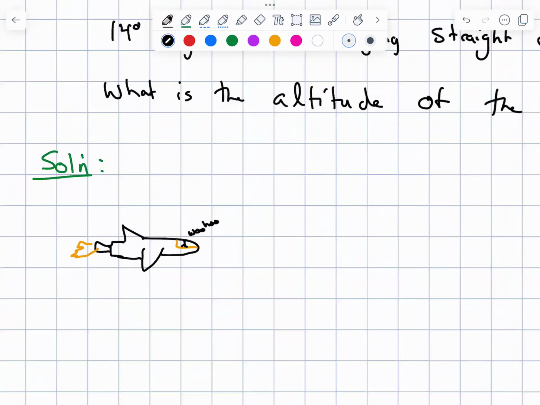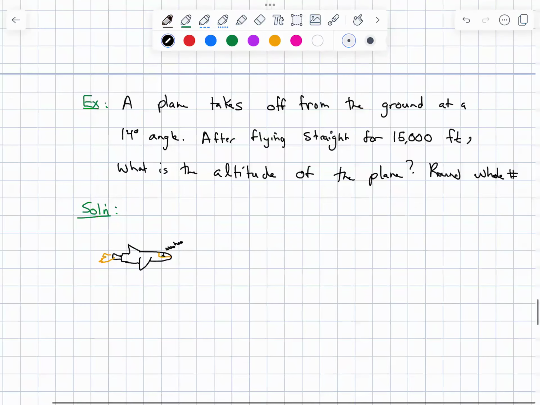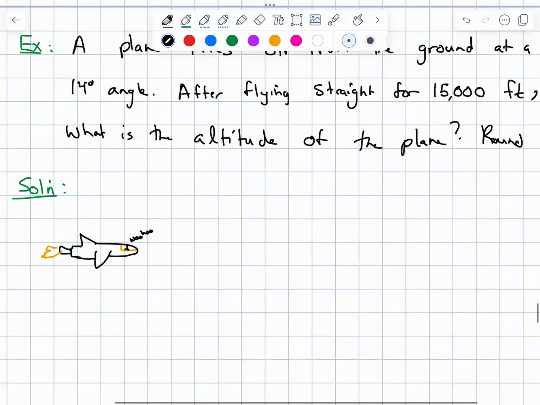Very important. He's saying woohoo. And then this guy or girl or them, whatever they may be, they are going at an angle of 14 degrees. So this is 14 degrees. And it says they're flying straight for 15,000 feet. So that's not the height. That is the hypotenuse, is 15,000.